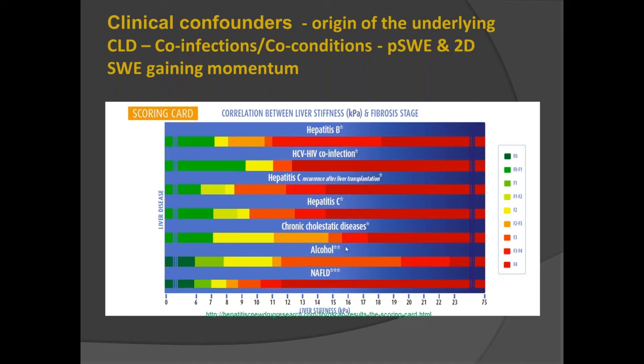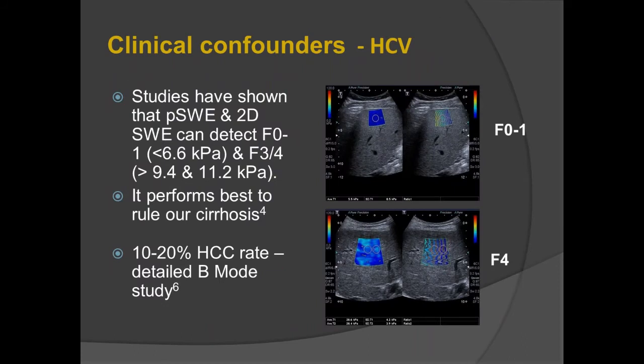So let's have a look at some of our clinical presentations. With hepatitis C, both 2D and point shear wave have been shown to be really good at diagnosing if patients have low levels of fibrosis or if they have F3, 4 and above. And we're very good with cirrhosis. One of the things, though, that we keep in mind here is that patients that have hepatitis C have the highest of all the groups of HCC rates. So we need to do a detailed B-mode study.